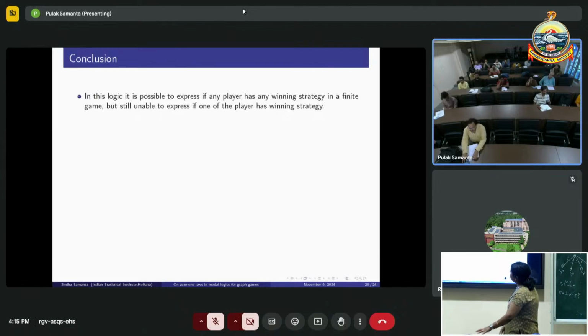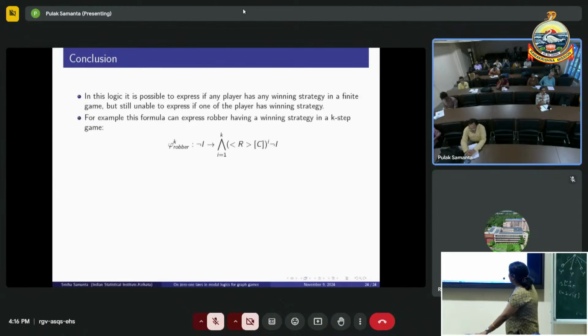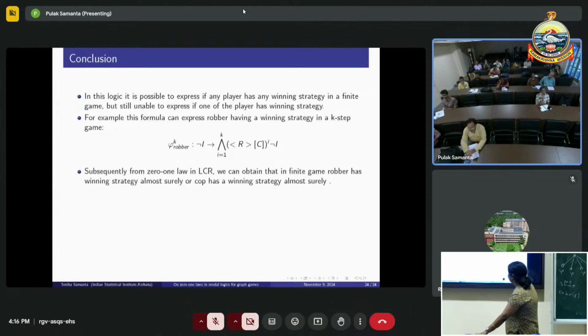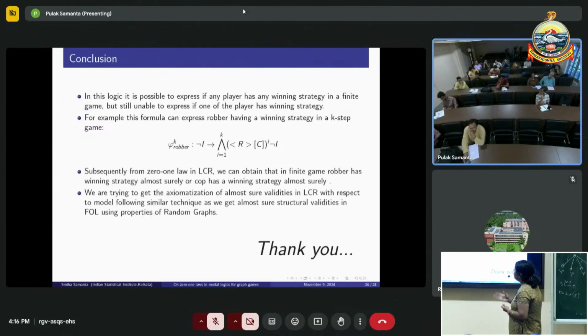In this logic we can express that in K moves either the cop has a winning strategy or the robber has a winning strategy, but it is still unable to express if one of the players has a winning strategy in an infinite game, as we don't have any infinite formula in this case. And from the 0-1 law in this logic we can show that for a finite game the robber has a winning strategy almost surely. Thank you.